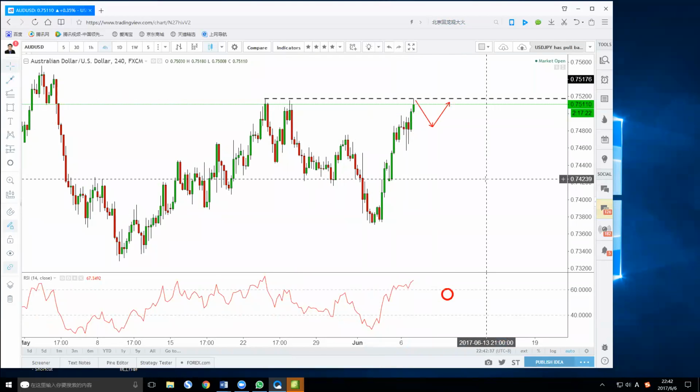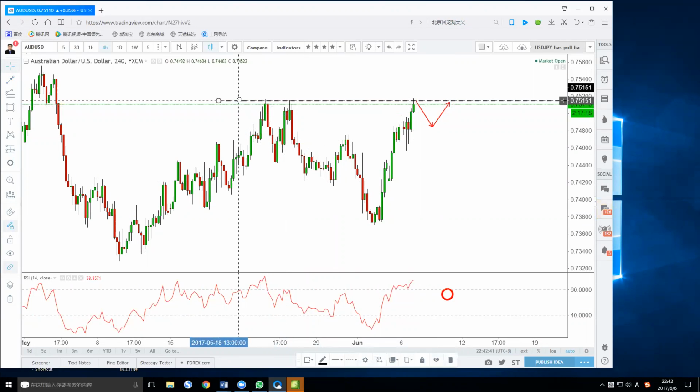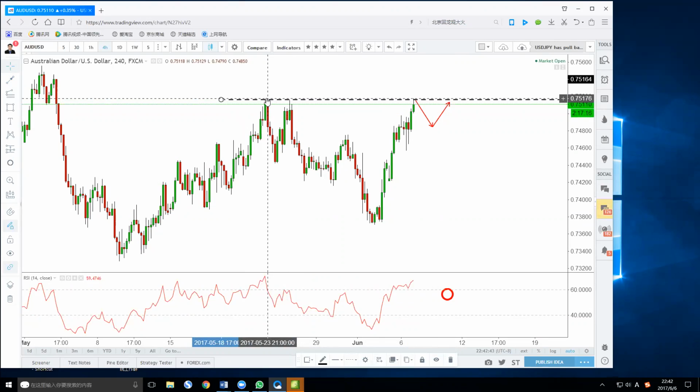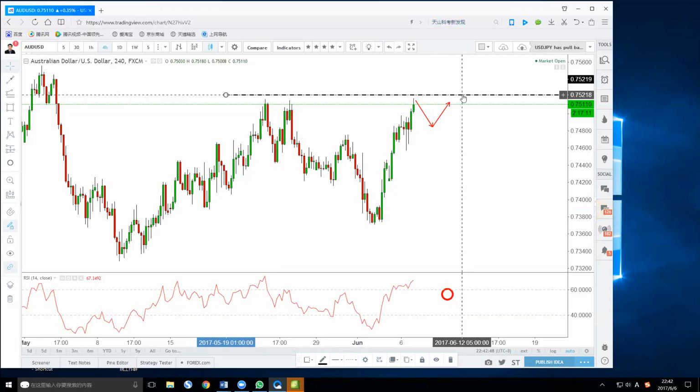Short with the cipher, right? I think if you short from the cipher, your stop loss should be above this high. So maybe your stop loss should be 0.7520, maybe.